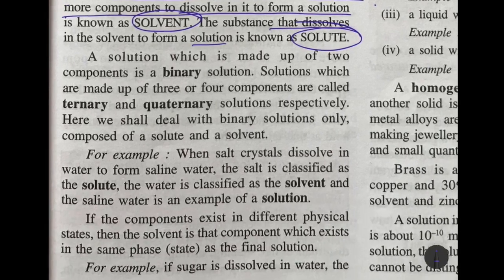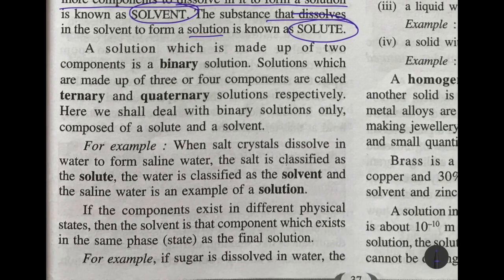So a solution may be made up of two components. So that type of solution is known as binary solution. Sometimes they may be made up of three components. So that type of solution is known as ternary solution. Or if they are made up of four components, then they are known as quaternary solutions. Okay, so in your syllabus, there is only binary solution.